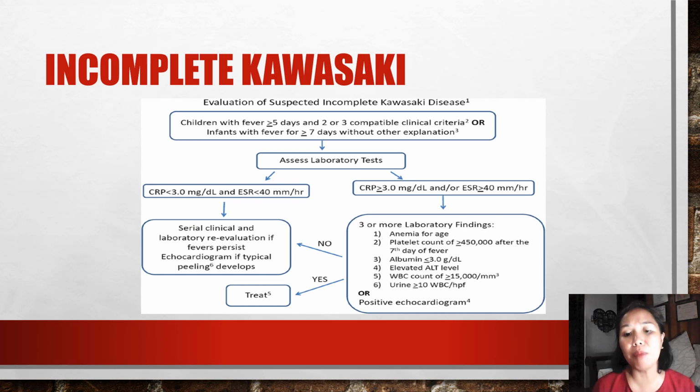Or if you have a positive echocardiogram, which shows coronary artery dilatation, coronary artery ectasia, or aneurysm, then consider incomplete Kawasaki. If CRP and ESR are low, you may do serial clinical and laboratory evaluation if fever persists, and you may do an echocardiogram. But if results are negative, then consider another differential diagnosis.